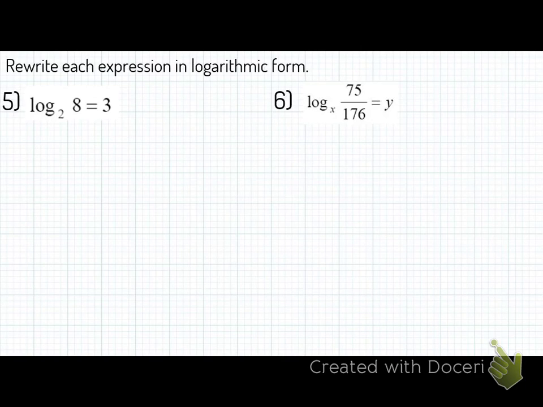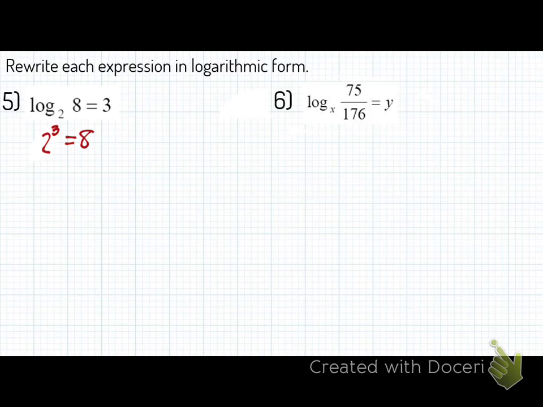I want you to think backwards now. I want you to write down the exponential formula on number 5. Okay? Excellent. So 2 to the 3rd is equal to 8. Okay? Last one. Last one.